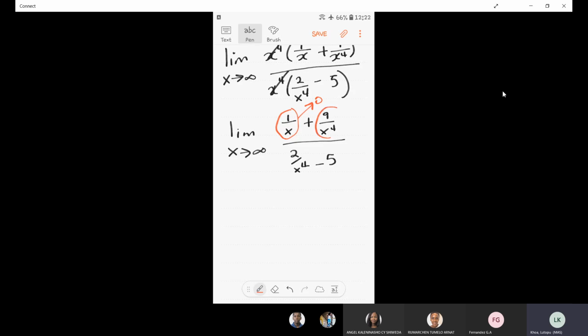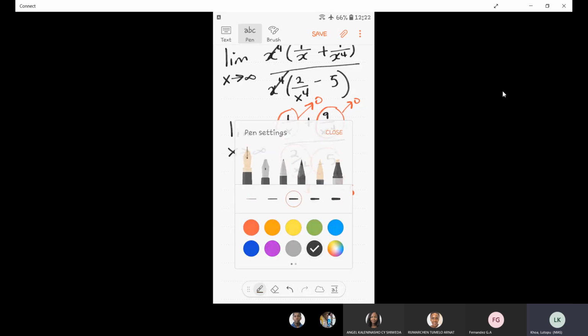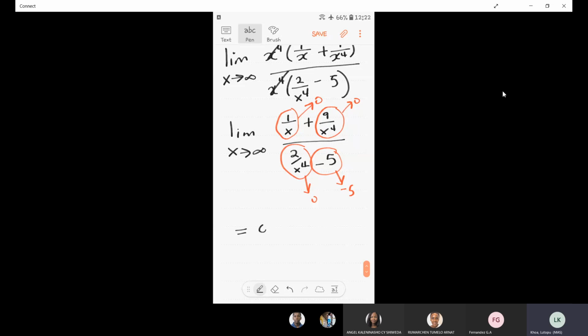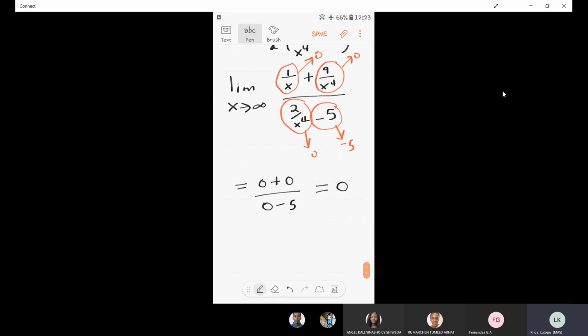And then the same thing over here, this is going towards 0, this is going towards 0, and this one will just remain as it is because x has no effect on it. Minus 5 is always just minus 5. So what my limit is going to be is just 0 plus 0 over 0 minus 5, and this is actually equal to 0. Okay, so the limit of this function is equal to 0.